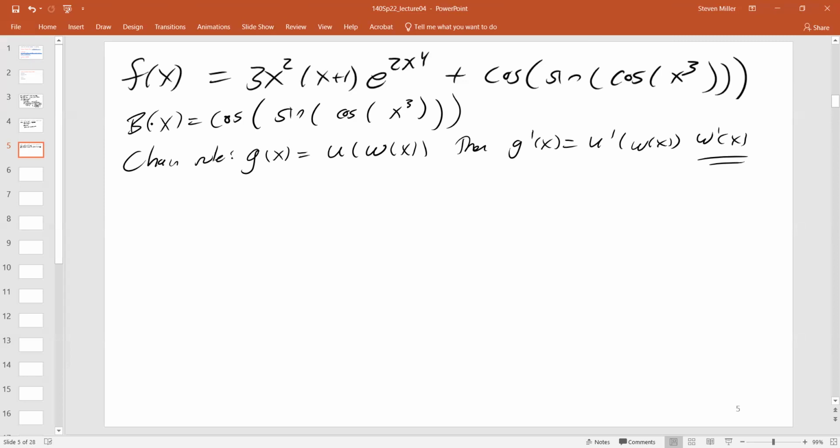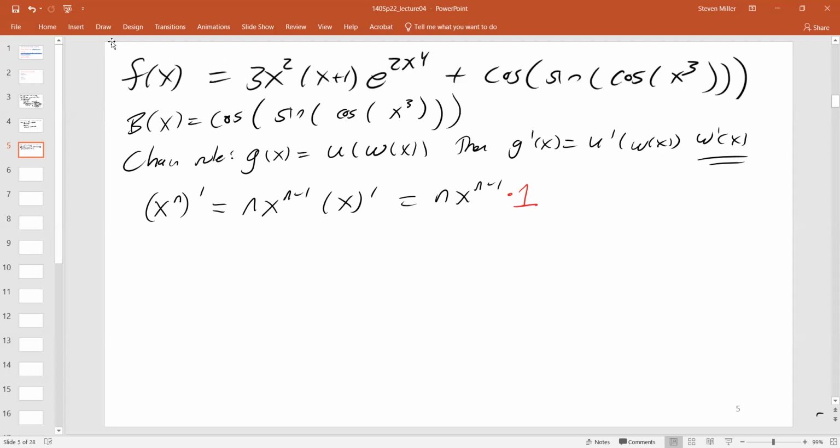And the reason is, if I give you x to the n, what's the derivative of x to the n? n times x to the n minus 1 times the derivative of x. What's the derivative of x? It's just 1. And so because it's 1, we don't write it. But when you think about the standard power rule, the 1 is there. When we're doing the chain rule, we have to remember the w prime at the end.